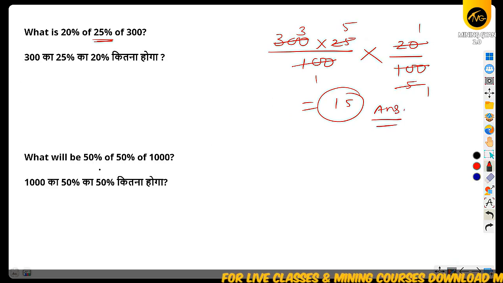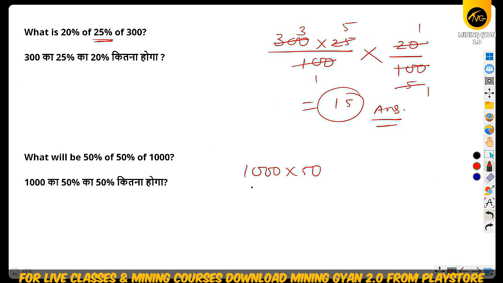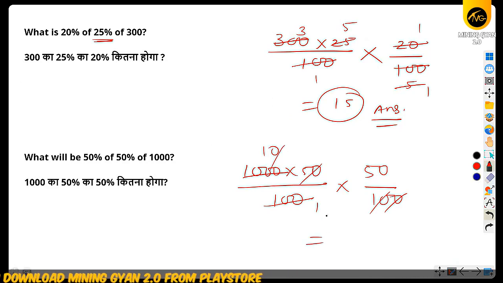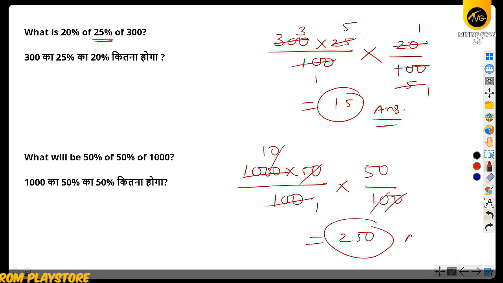Similarly, what will be 50% of 50% of 1000? So just 1000 multiply 50%, that means 50 divided by 100. Again 50%, that means again 50 divided by 100. So 250 is the correct answer. So basically 250 is the 50% of 50% of 1000.